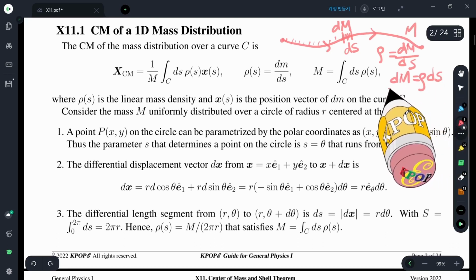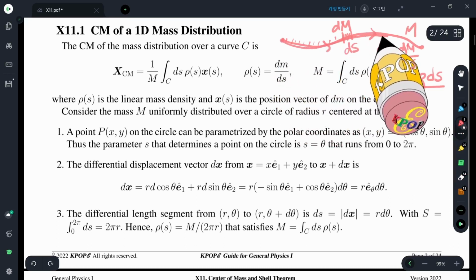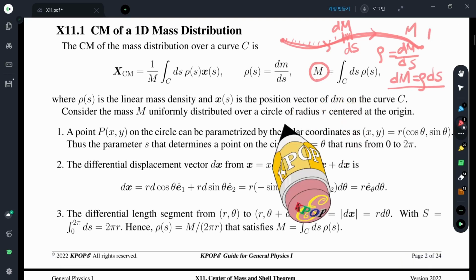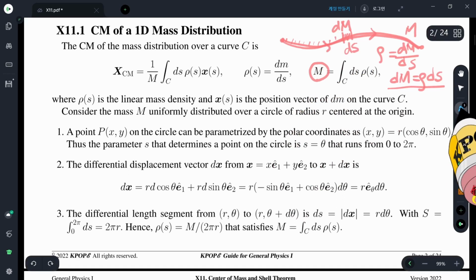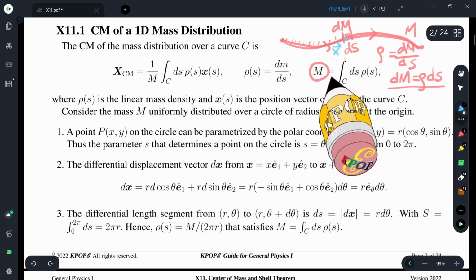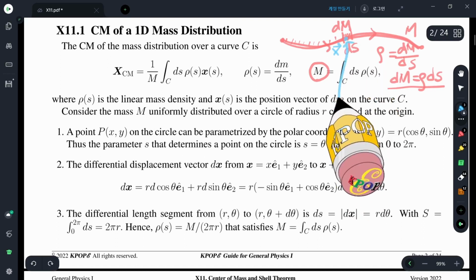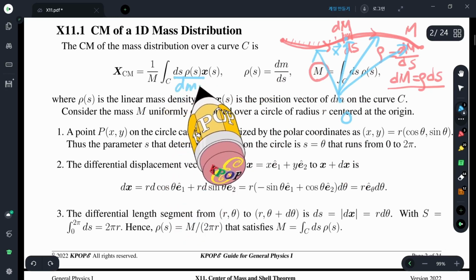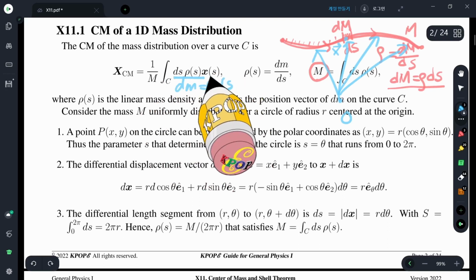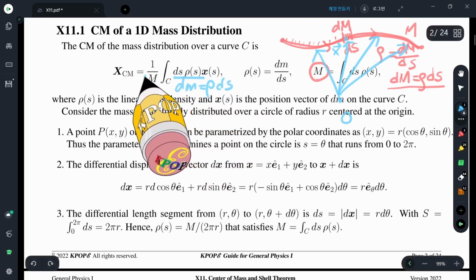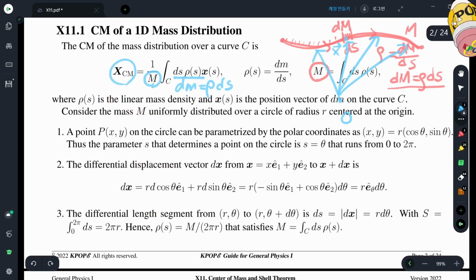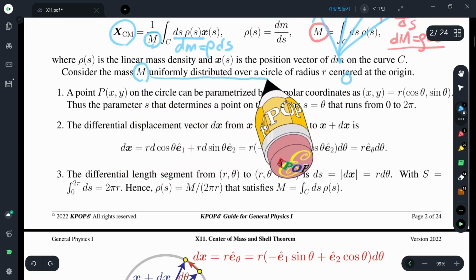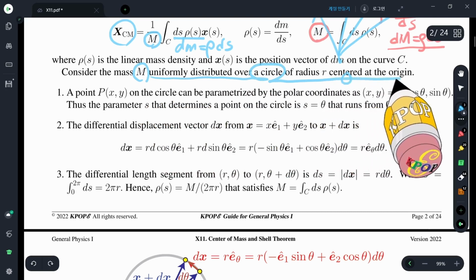If I integrate over the whole curve, I obtain the total mass of this system. Then at every point there is a position vector and there is an origin. These position vectors are weighted by mass, dm equals rho ds, and after integration, we divide by the total mass to obtain the center of mass. So we consider a mass capital M uniformly distributed over a circle of radius r centered at the origin.